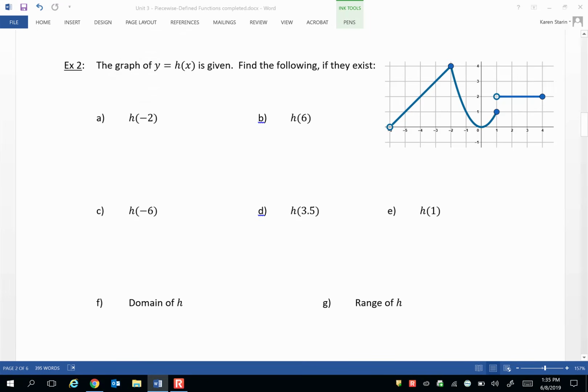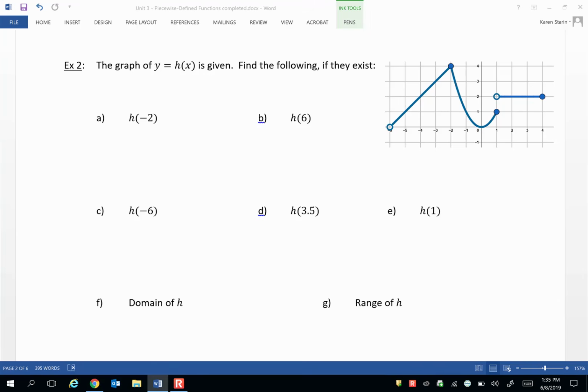Example 2. Here we have the graph of h of x. We don't have the equations, but when we look at this graph, we can see there are 3 pieces because there are 3 different shapes. So we're going to do the same thing here.